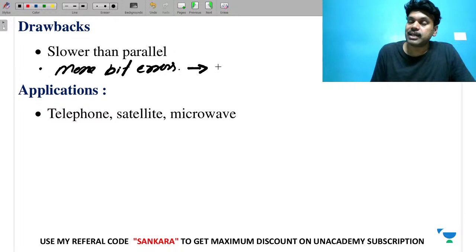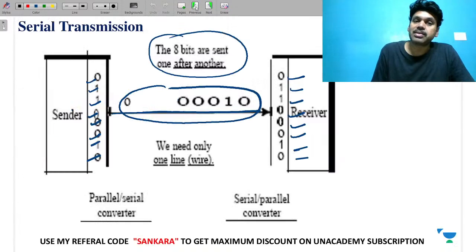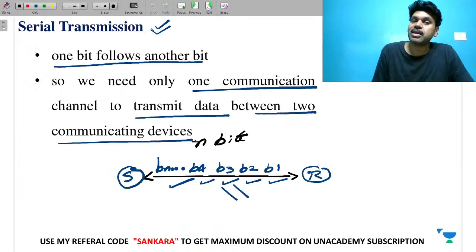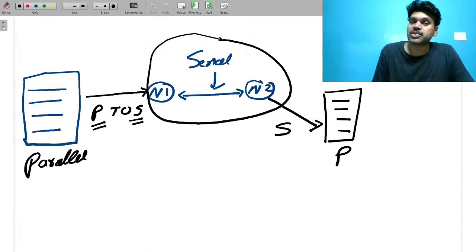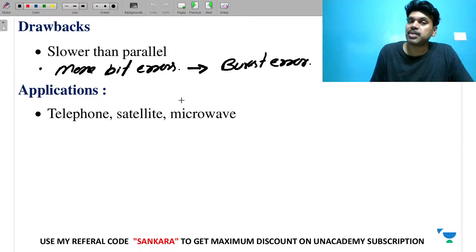That's why we say the real-time example of serial transmission is burst errors, and the real-time example of parallel transmission is a 1-bit error. You see, with 1-bit errors, as many lines as are lost, that many bit errors you are going to get. But in serial transmission, if the medium is lost, then all are bit errors. And what are the real-time applications? Your telephone is a real-time application, satellite and microwaves, as well as your computer network.